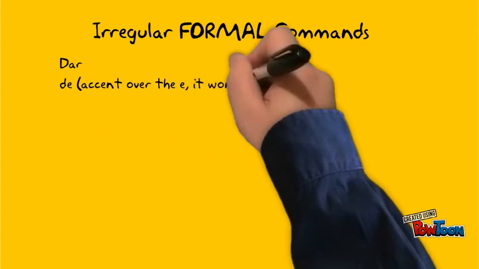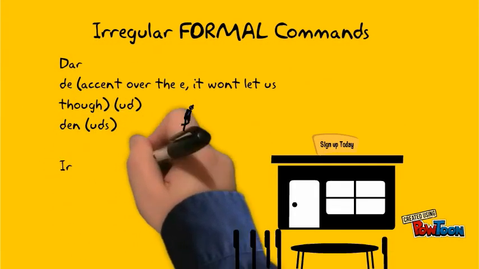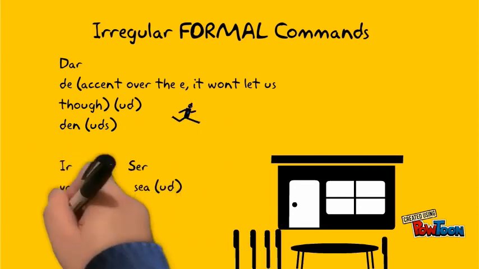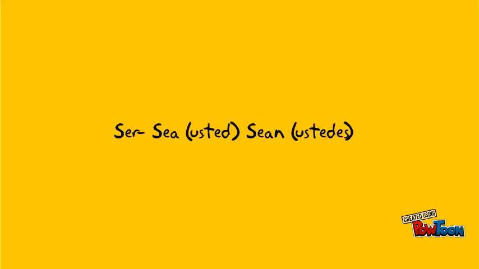Irregular formal commands like dar, ir, and ser. For dar in usted form, it would change to de. In ustedes form, den. For ir, usted form would be vaya, and ustedes form would be vayan. Ser. The usted form would be sea, and the ustedes form would be sean.